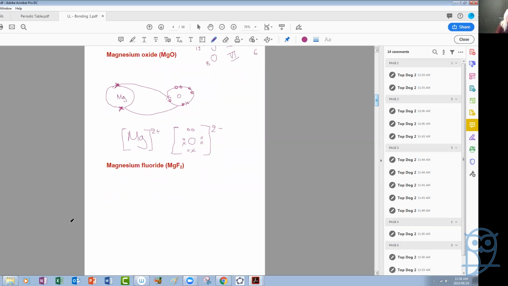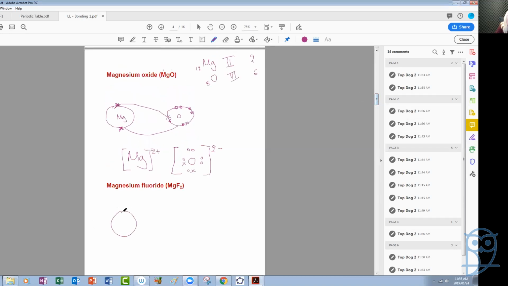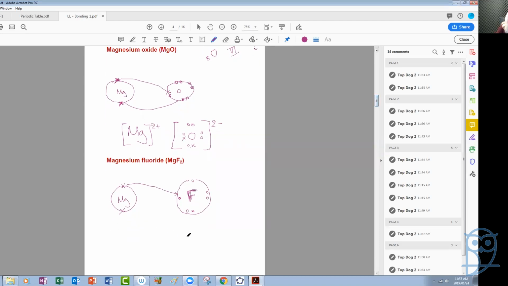Magnesium fluoride. Let's write it. Magnesium is the same element as before, with its 2 outer electrons. Now the fluorine atom is part of the halogens. It has 7 outer electrons, which means it has space for only 1 electron. Each fluorine atom has space for only 1 electron, which means the magnesium can give 1 of its electrons there, but then it needs another fluorine atom. So we need 2 of these. The other electron from the magnesium will go to the other atom.